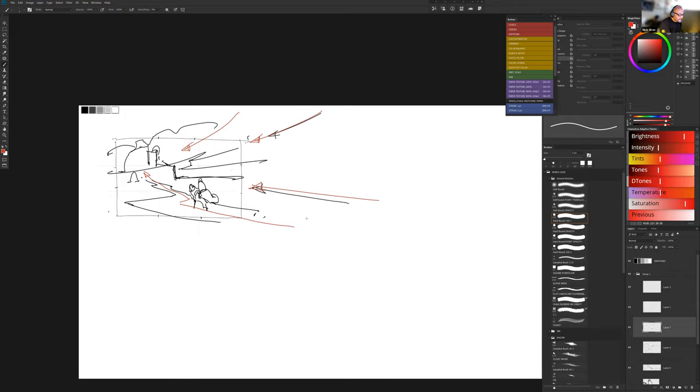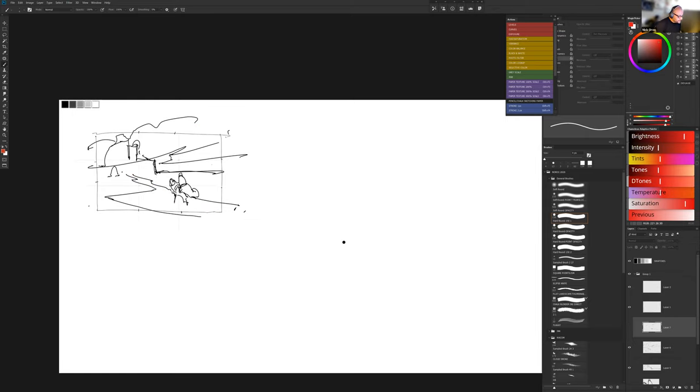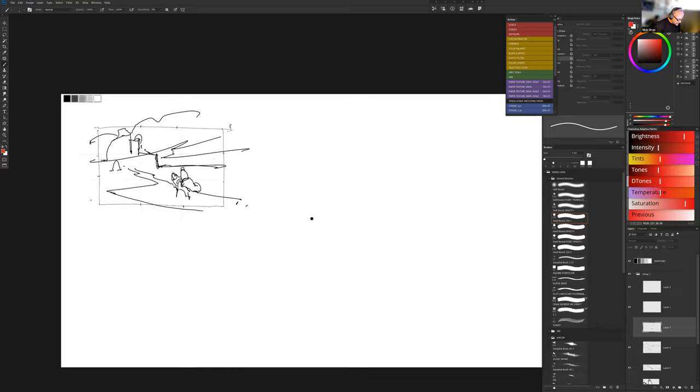Right. So the next step right here, for example, is okay, now we have these lines. How can we take it another step further? And that's where we can work with value, right? Contrast and value, breaking up the foreground, middle ground, and background elements.